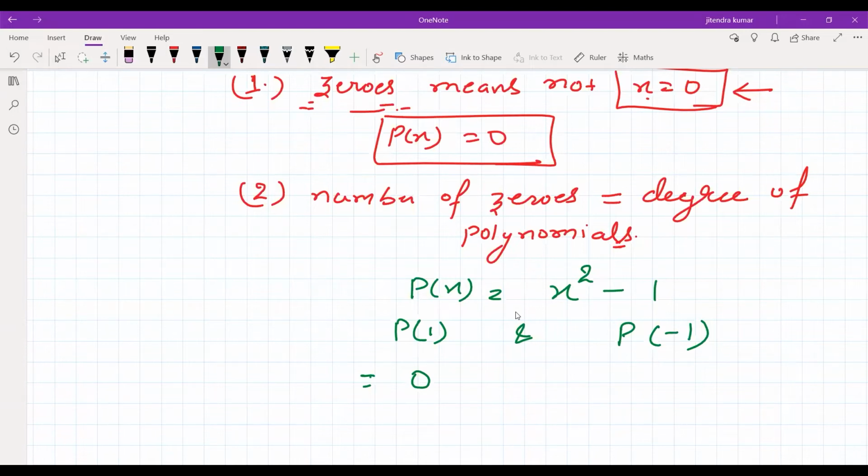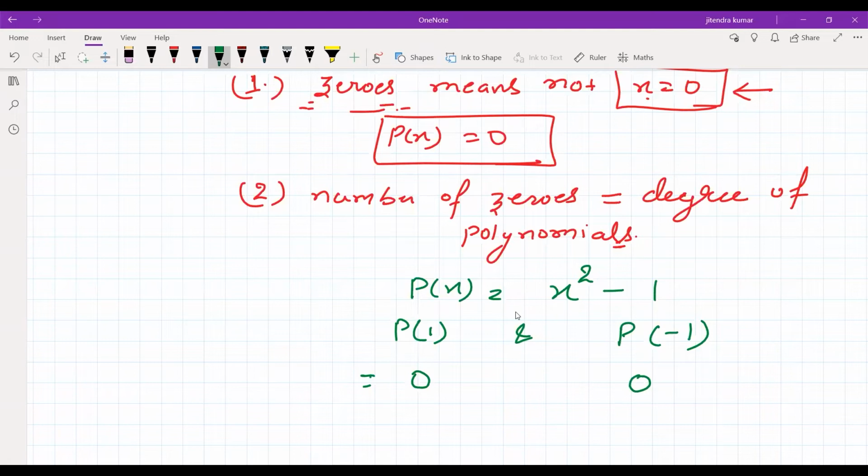What is coming? p minus 1, what is coming? Zero, right? Yeah, everyone is getting 0. So p minus 1 is also 0.